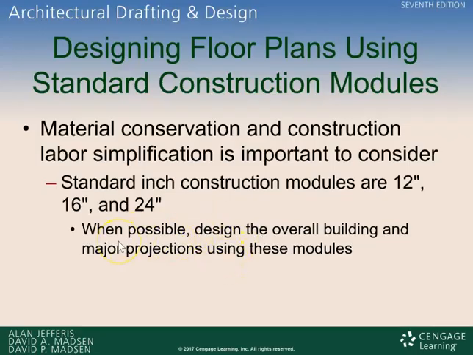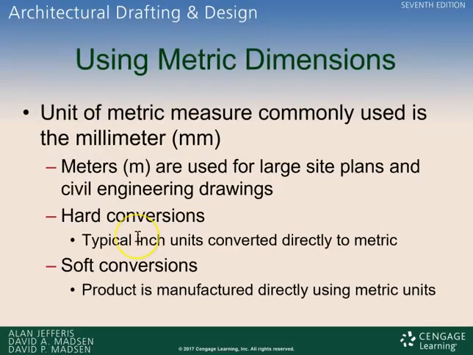There are standard construction modules, and the standard modules are 12, 16, and 24. And material conservation and construction labor simplification is important to consider. So when you start making things, you'll find that these modules help you to think of your design, but also minimize waste while you're doing it. And you can have many different kinds of modules make up a component, so you're a little bit more versatile.